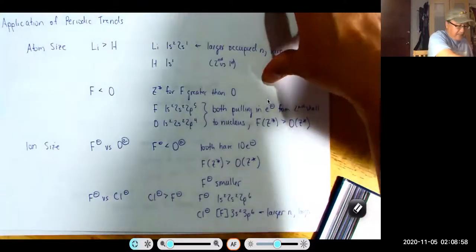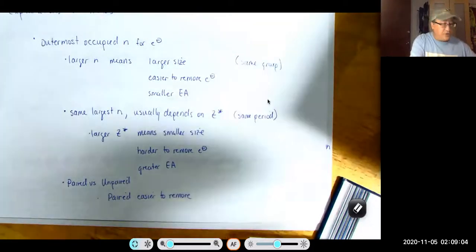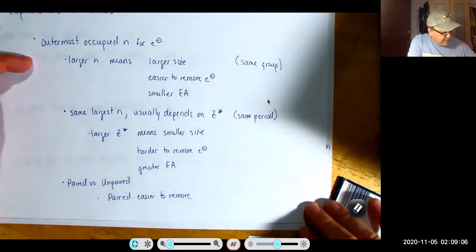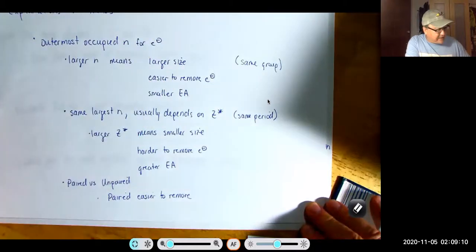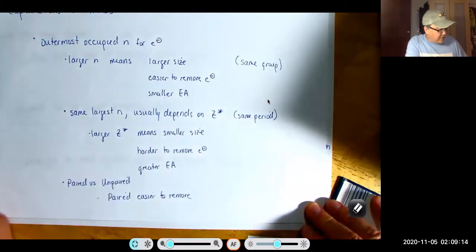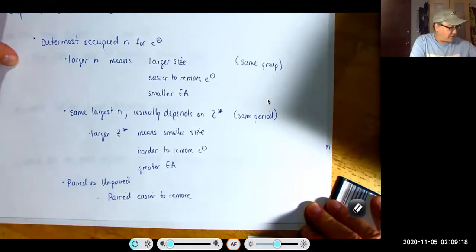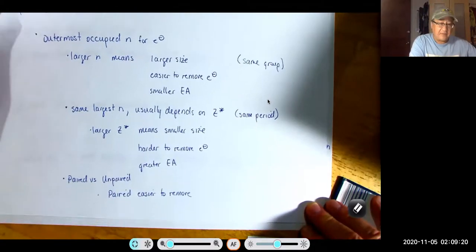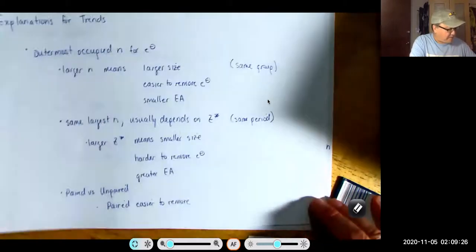Okay, let's take a look at explanations for trends. You can see that I've written that usually if you have a different n, that's going to explain the difference. Same outermost n, it usually depends on Z star. And then sometimes it's going to be paired versus unpaired. So I'm going to have to give you an example of where paired versus unpaired explains the difference. But let's see if we have a problem that we want to look at.